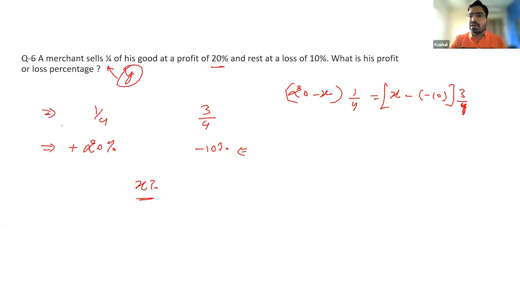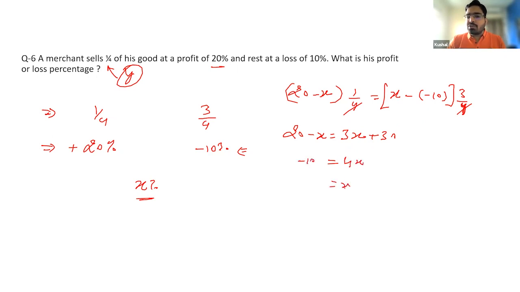I'm not taking a certain quantity because that will eventually get cancelled out. So this 4 will get cancelled out. What we'll get is 20 minus X should be equal to 3X over here, and then I'm going to get plus 30. So what will I get? I will get 4X as minus 10.